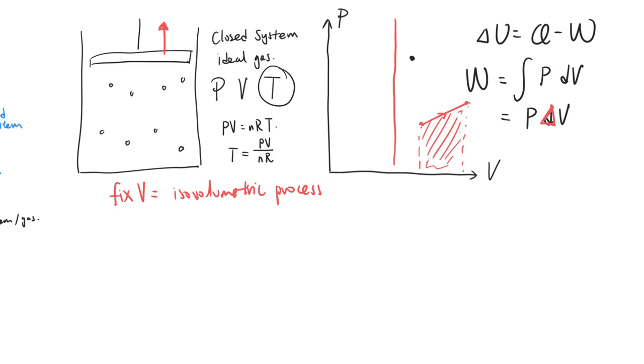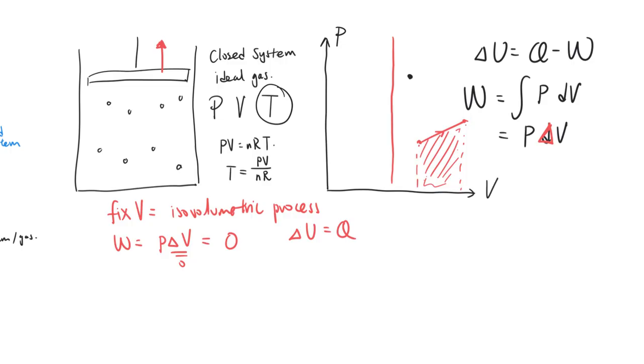Now, returning to this isovolumetric process, we would find that the V does not change. In other words, inside of P delta V, this delta V is equal to 0. So work is equal to 0. And that gives us delta U is equal to Q. So this is a conclusion that we can get from an isovolumetric process.